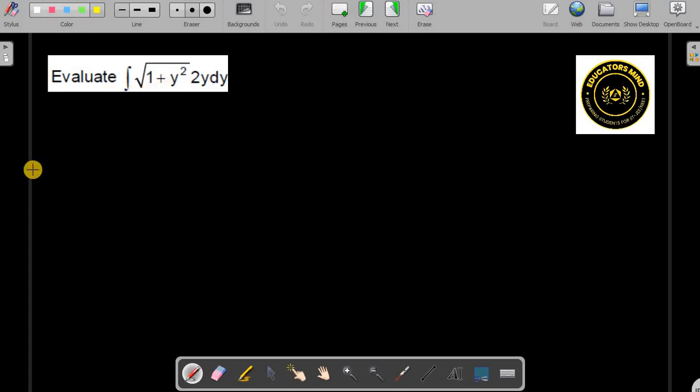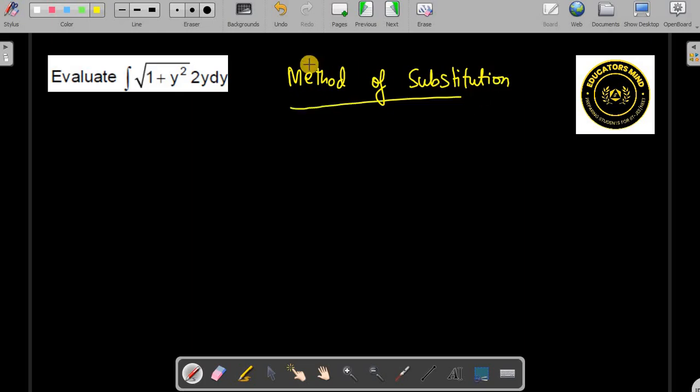Evaluate the integration of root under 1 plus y square into y dy. How to solve this type of question? We don't have a direct formula, but we learn how to solve it by substitution. This is called the method of substitution. Let's understand this. What we are going to do is keep 1 plus y square as z, and if there is a limit also, the limit will also change accordingly.